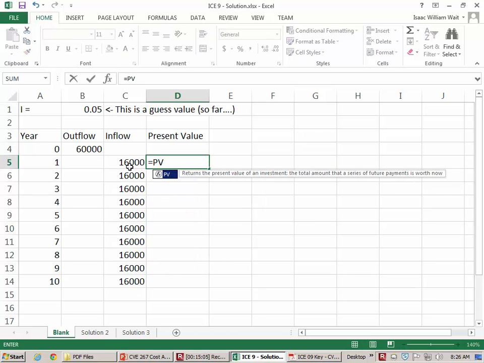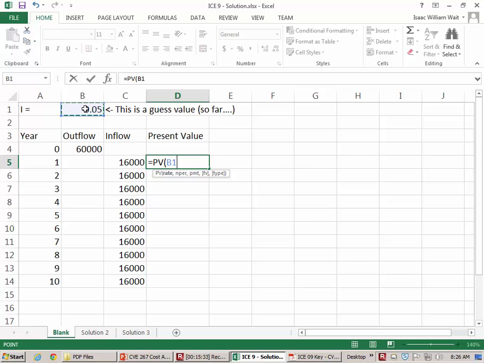So the formula that we're going to be doing here is equals PV. And look what it starts to do when you put in the parentheses. It gives you a hint of what needs to come next. So do equals PV and then the parentheses, and then it says rate. So what it's saying is, what interest rate do you want me to use for the present value calculation?